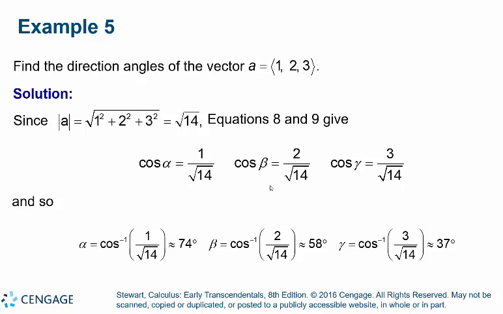You could just take the inverse cosine of each to then find the angles. So it would turn out that alpha, the directional angle from the x-axis, would be 74 degrees. Beta, the directional angle from the y-axis, would be 58 degrees. And gamma, the directional angle from the z-axis, would be 37 degrees.